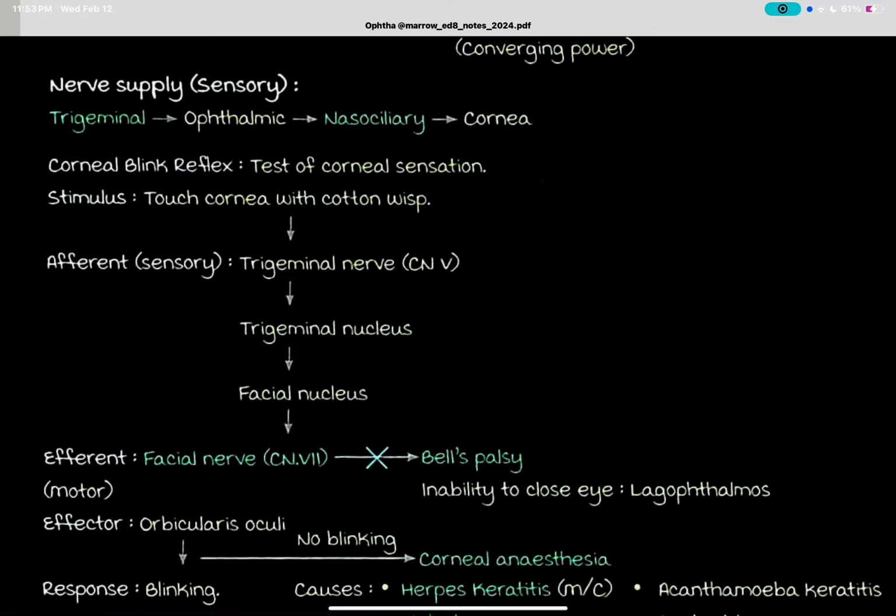Corneal blink reflex. Test of corneal sensation. Stimulus: touch cornea with cotton wisp. Afferent is sensory trigeminal nerve, cranial nerve 5, trigeminal nucleus and facial nucleus. So what happens in the corneal blink reflex when you touch it with a wisp of cotton? Afferent sensory trigeminal nerve, then trigeminal nucleus, then facial nucleus, and then efferent is facial nerve 7.